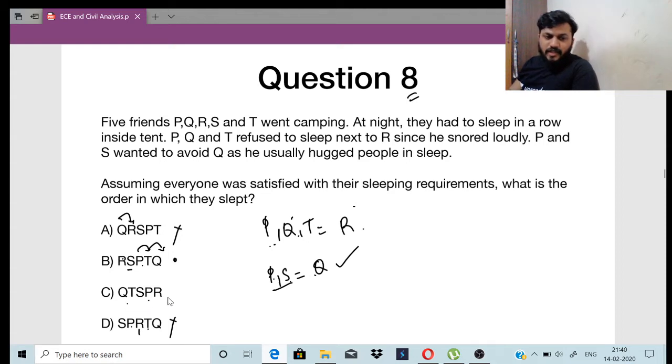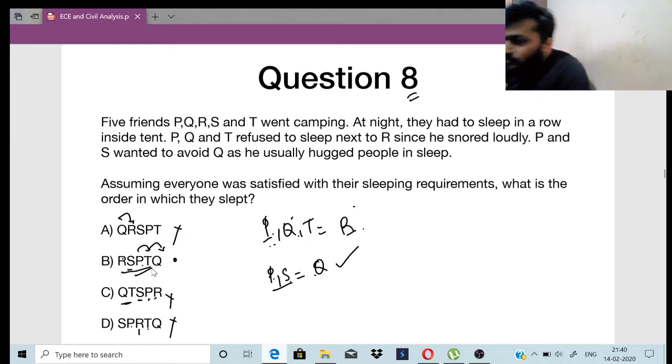So what is here? QTSPR, right? See here properly, QTSPR. Q and T are here. SPR, P is next to R, right? P is next to R, so this is wrong again. So it is option B.